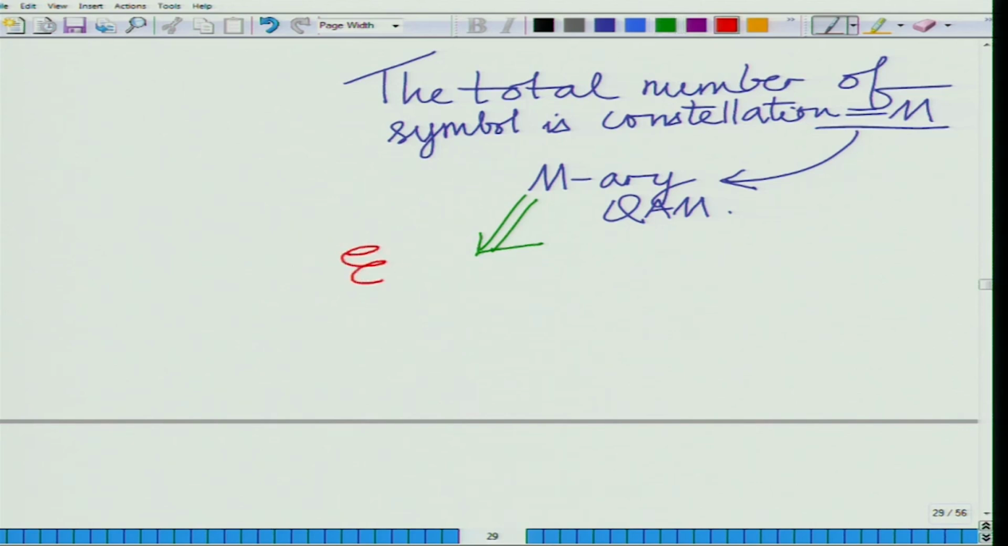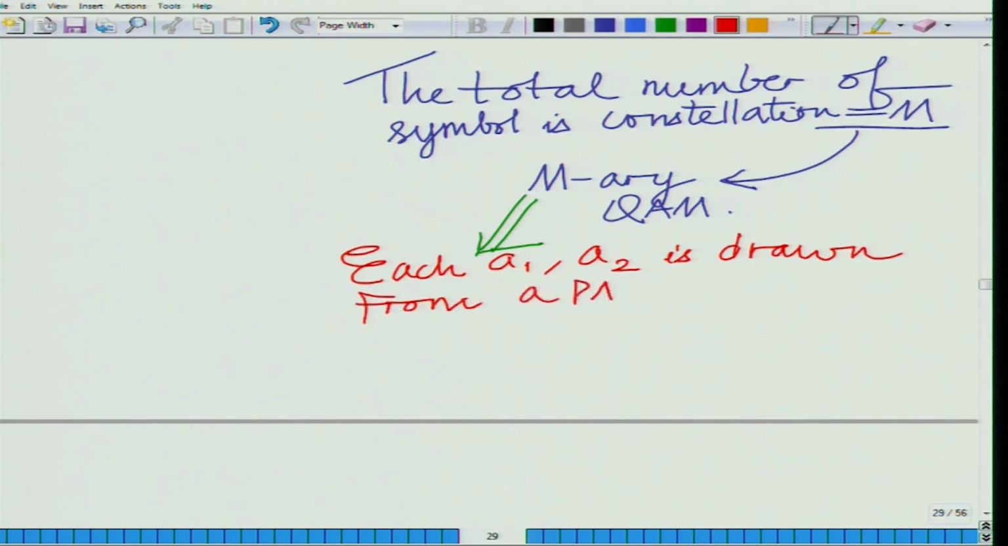Now this is something that you have to understand: each of A1 and A2 is drawn from a PAM with square root of M.